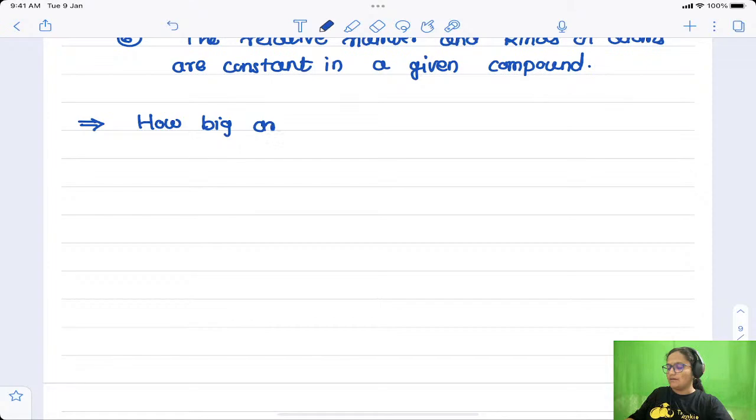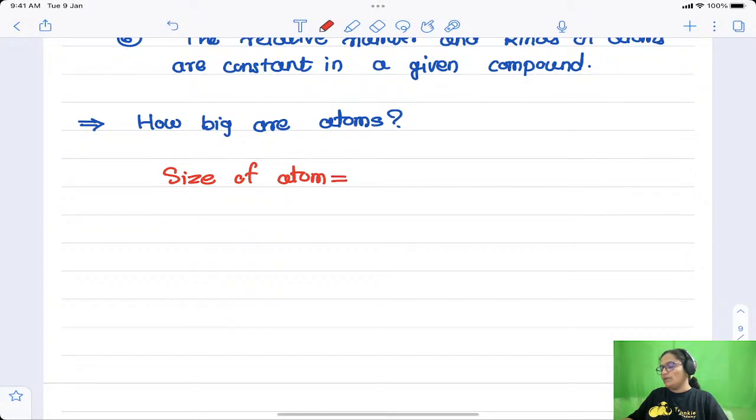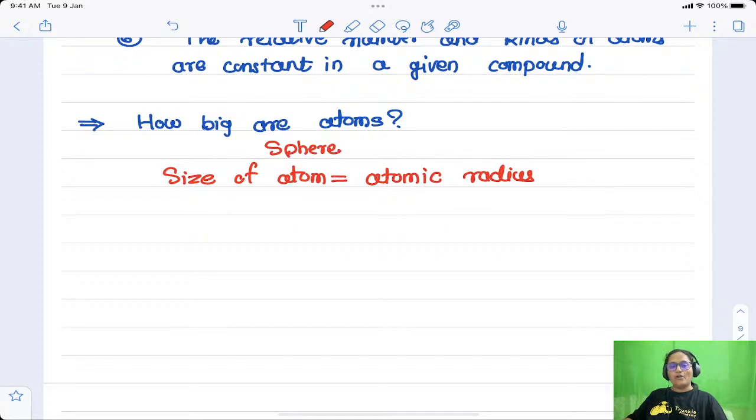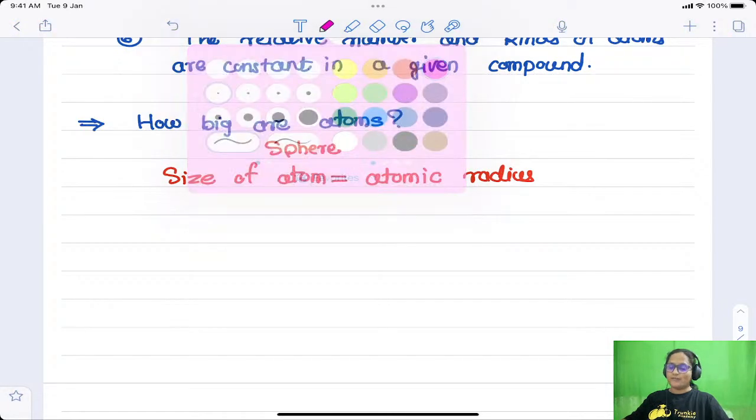How big are atoms, let us see. So first of all, whenever I'm talking about the size of an atom, the size of an atom is expressed in terms of atomic radius. As we know, an atom is a spherical entity. Atoms are spherical in nature, just like a ball, right? Therefore atomic radius is used to find out the size of the atom.